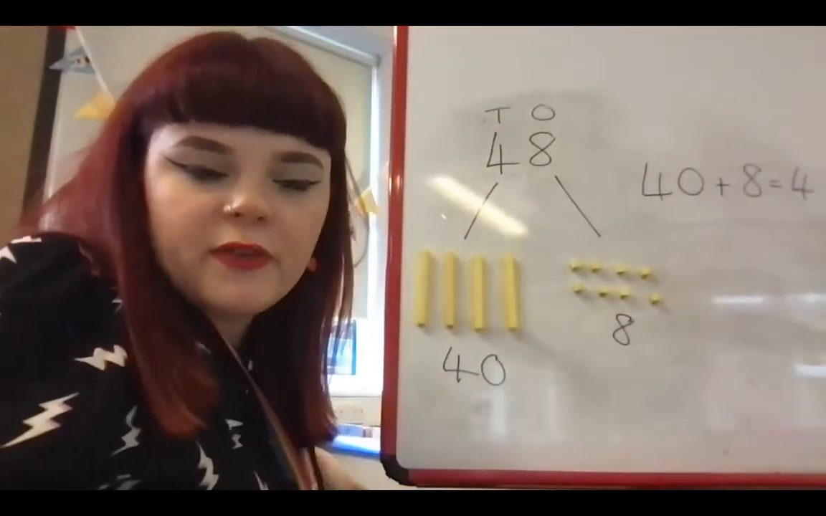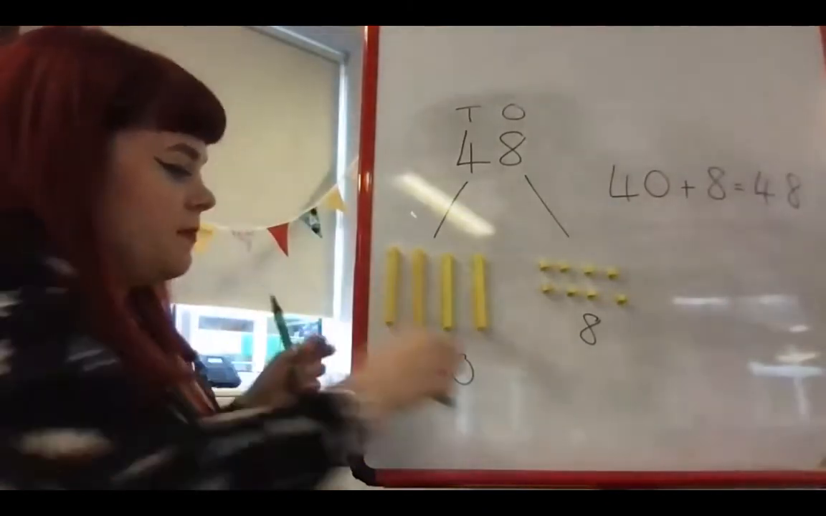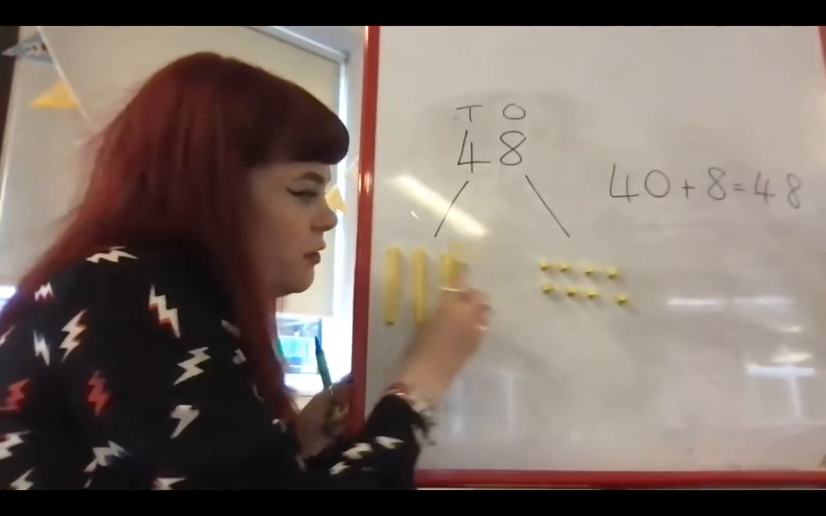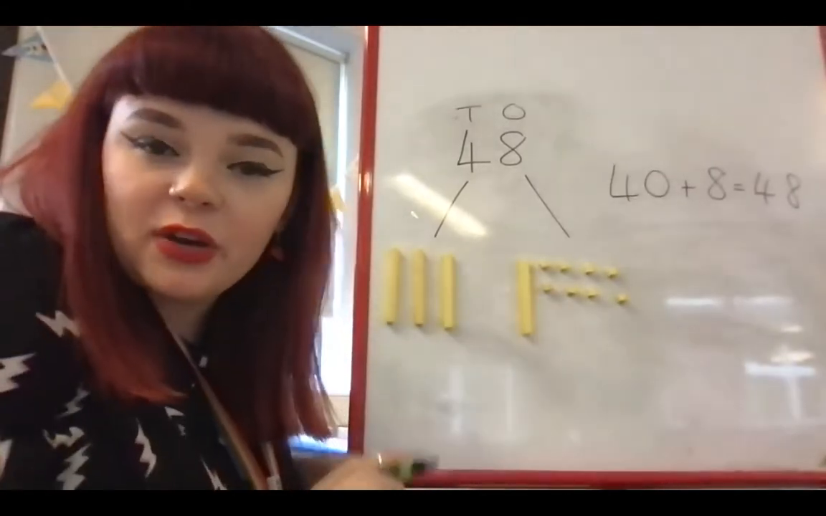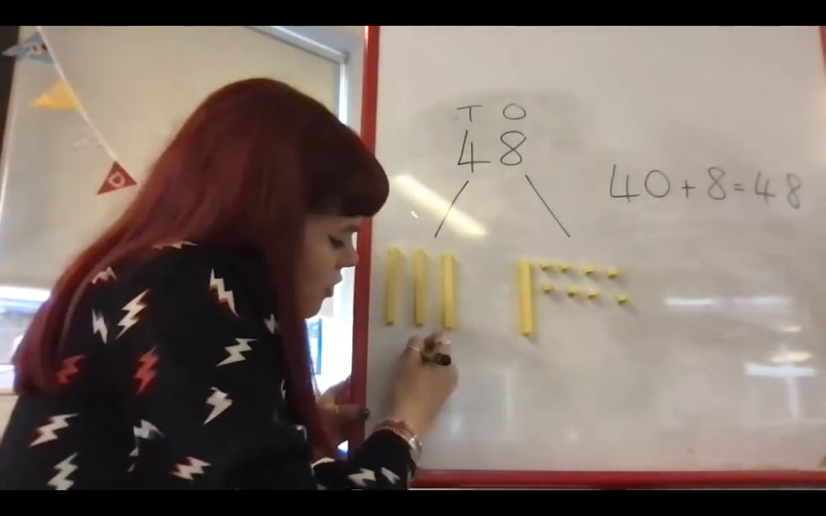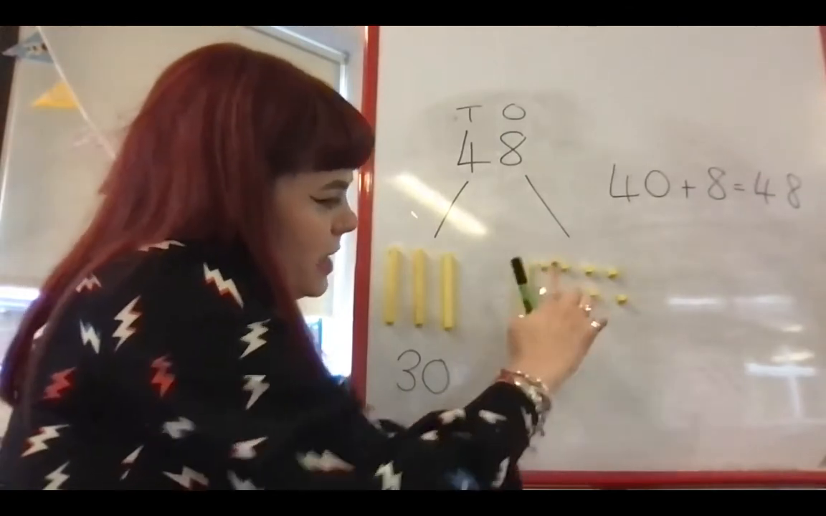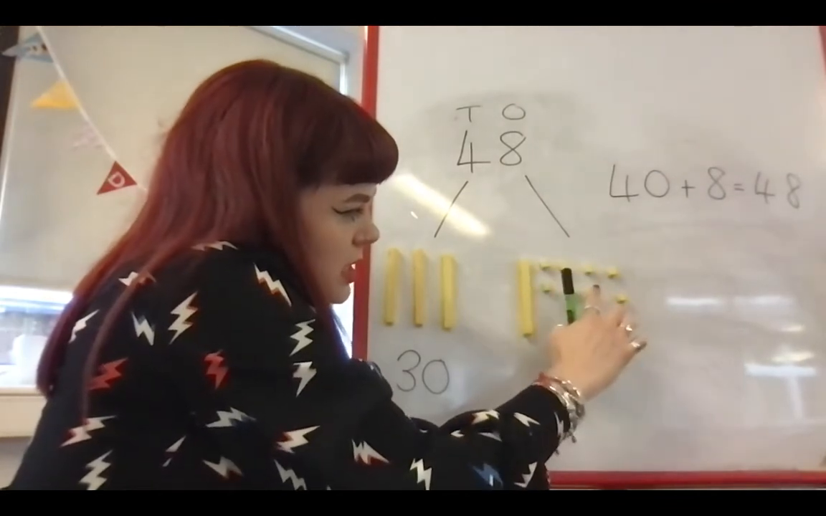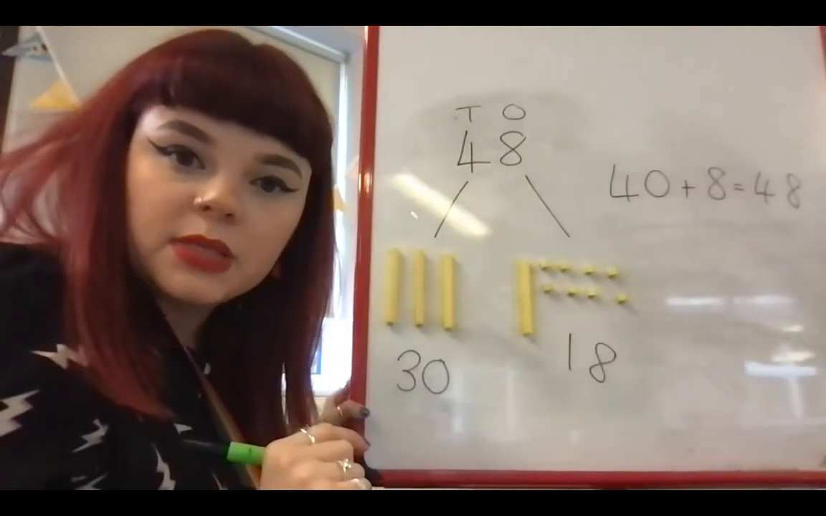Now, I wonder if any of you managed to come up with a different way of partitioning the number 48. Maybe you thought about what we spoke about earlier, and you moved one stick of 10 from one side of our part whole model onto the other side. Let's see how many we've got now. 10, 20, 30. Oh, this time I've got 30 on this side of my part whole model. And on the other side, I've got 10, 11, 12, 13, 14, 15, 16, 17, 18. I wonder if these two still come together to make the number 48.